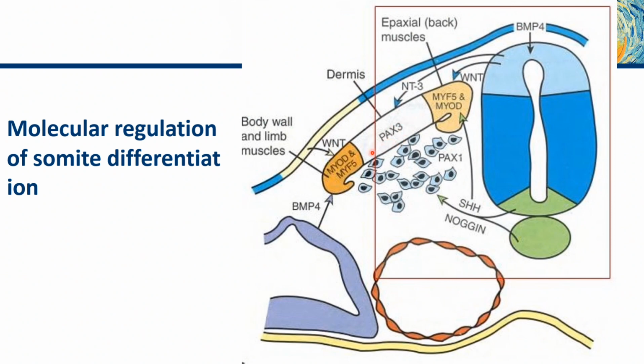Another protein which is secreted by the surface ectoderm and the lateral plate mesoderm, these are BMP4 and WNT, will activate again myogenic factor D and myogenic factor 5 in the ventrolateral part of this somite, and this area will form again the myotome. So these are the different factors which are involved in the molecular regulation of the somite differentiation.